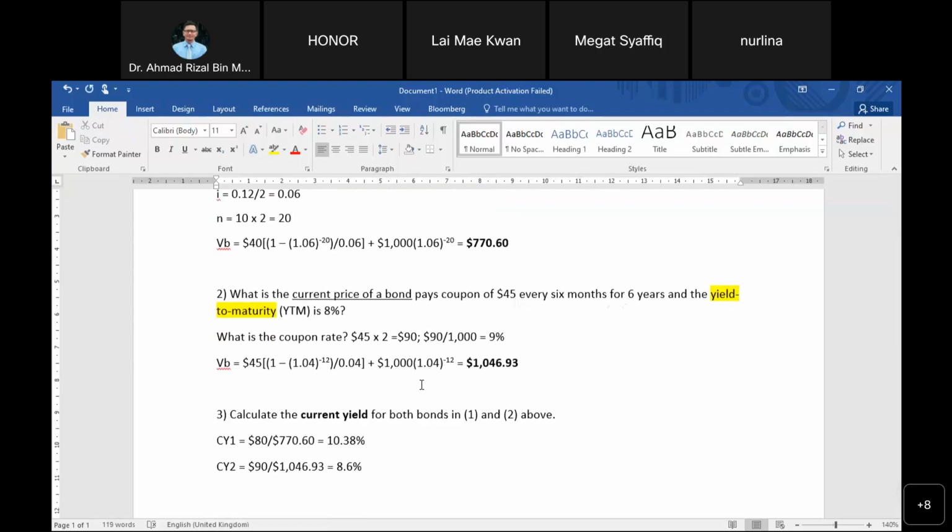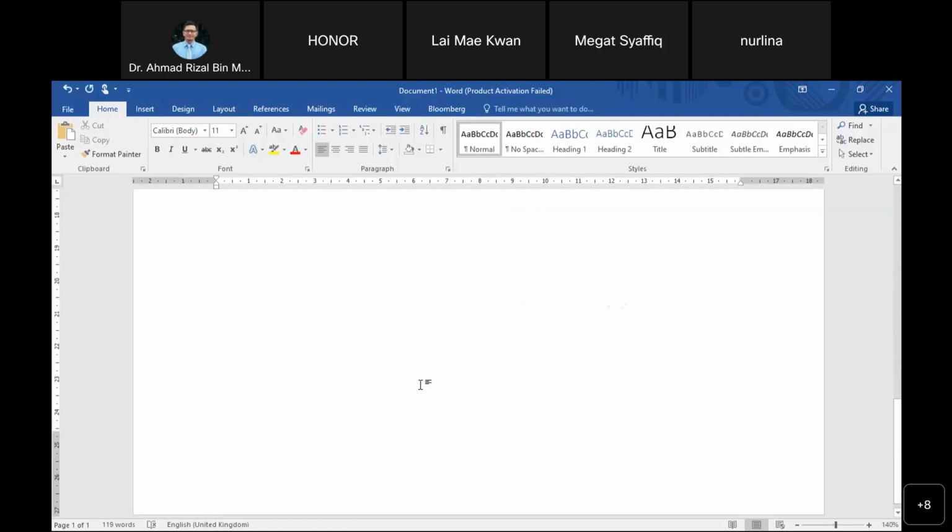Right. So let's move on to yield to maturity. Stop here first.